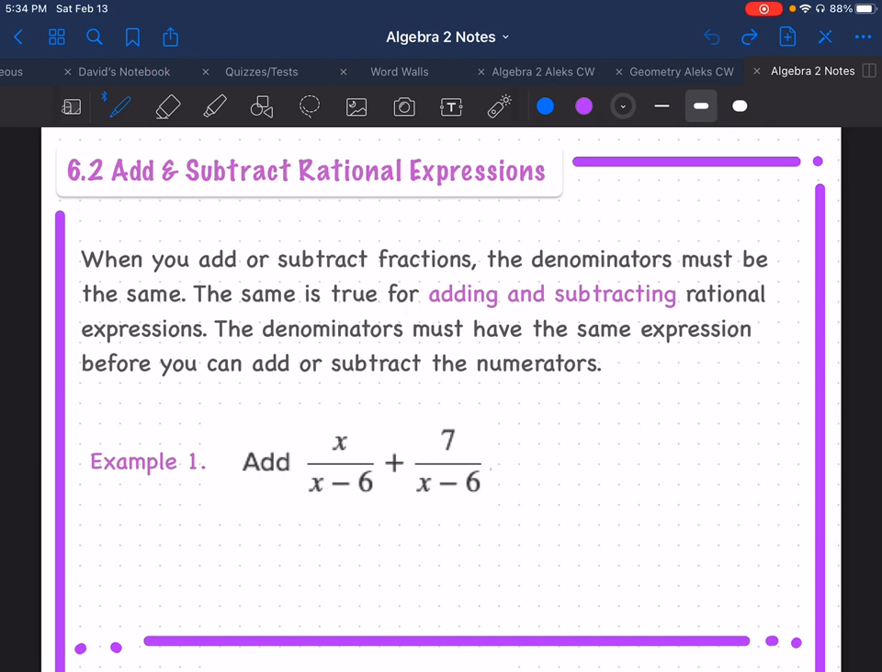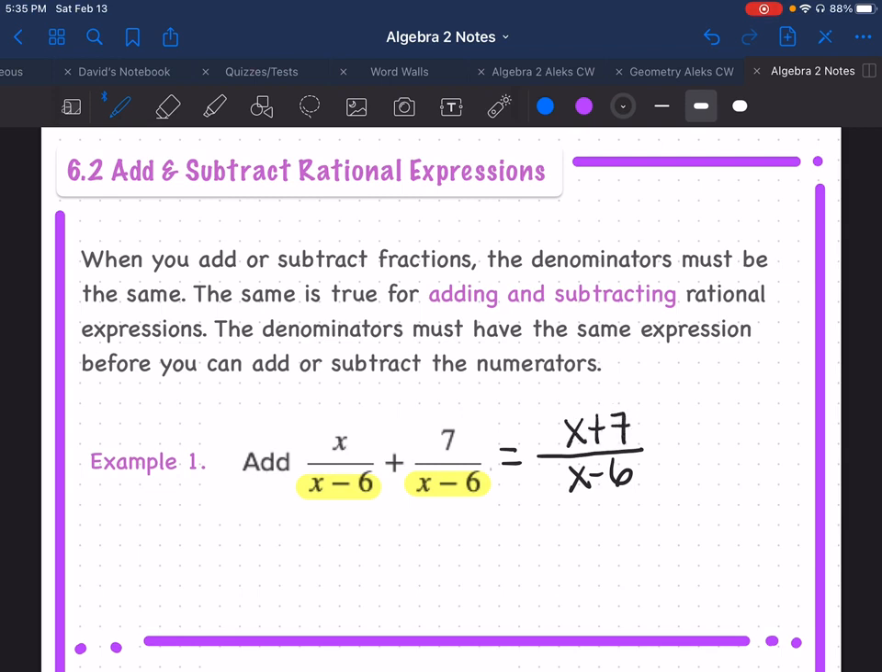So let's go ahead and take a look at our example number 1. The first thing you want to do is focus on the denominator, which is the bottom of each one of our rational expressions. I'm going to highlight them both and make sure that they are exactly the same. Since they are both x minus 6, I can make one denominator of x minus 6, and I can take my two numerators, x and 7, and add them together.